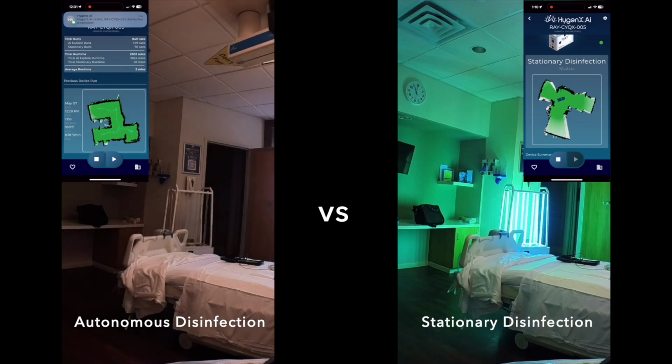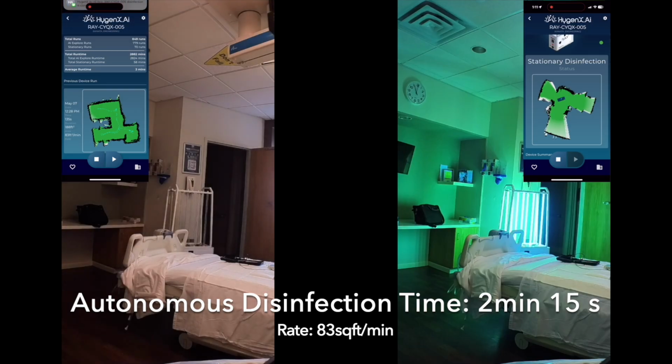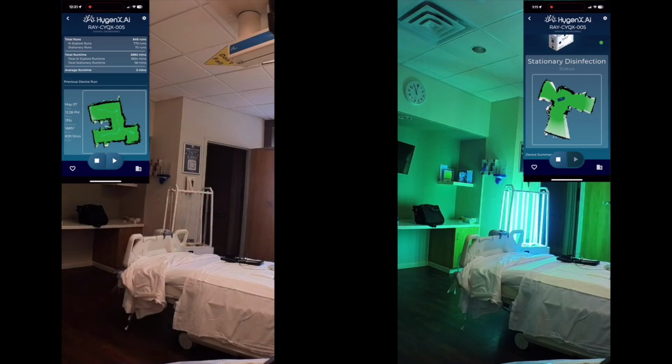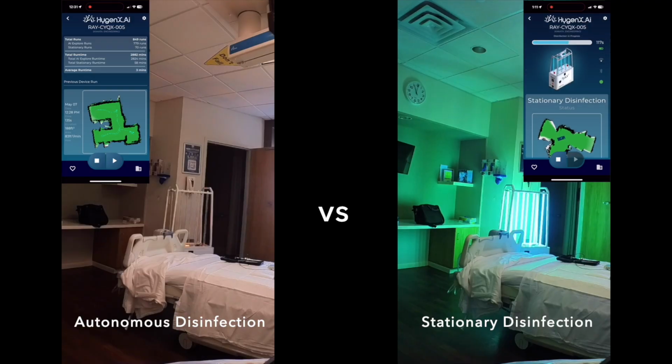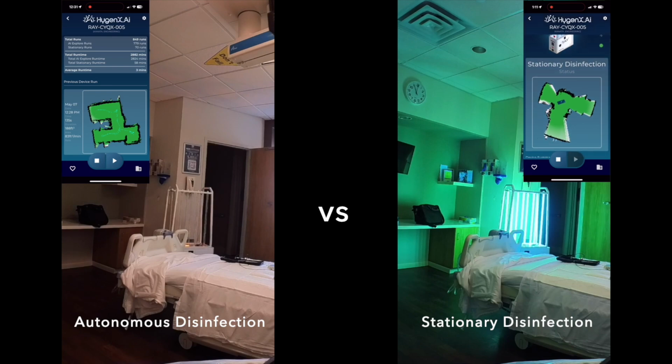Now, notice on the left how quickly the autonomous disinfection completed the entire room in a heat map in just 2 minutes and 15 seconds. Meanwhile, the stationary device on the right continues to run despite being placed at an optimal position to disinfect both the bathroom and the patient room.